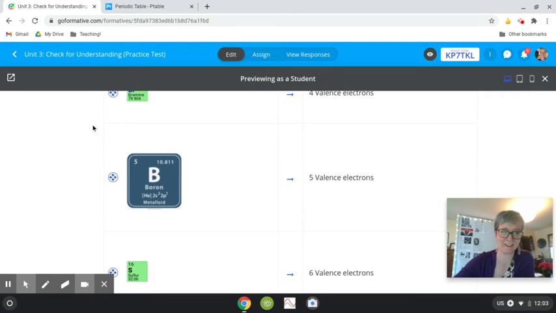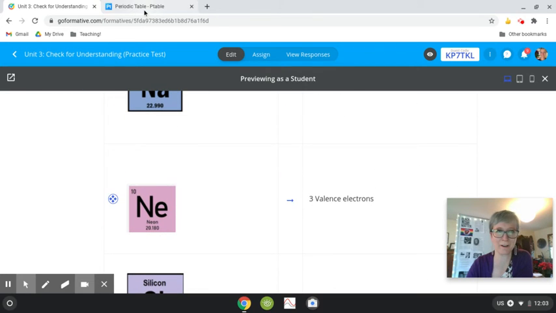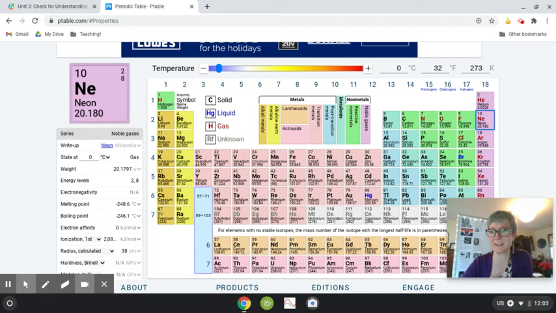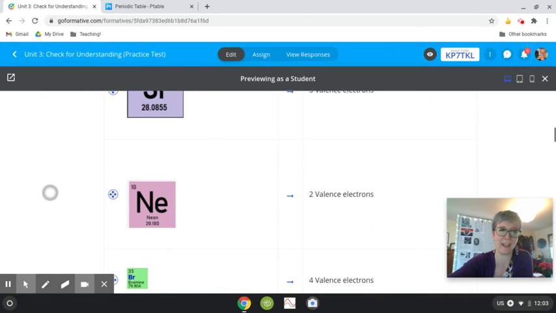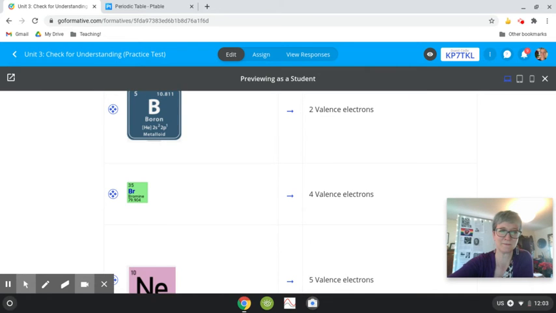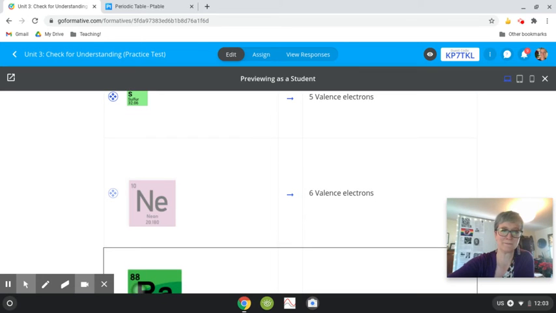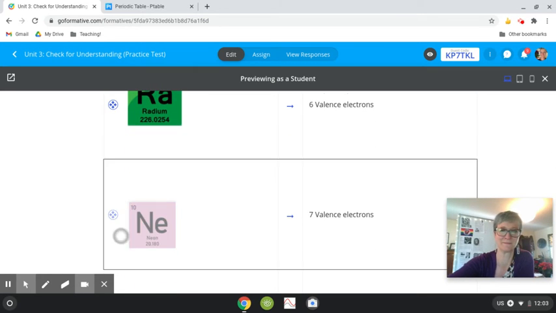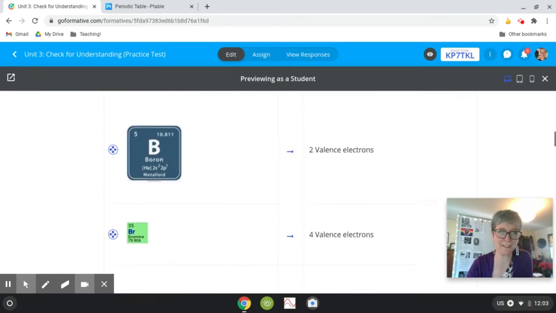Now the next one to look at is neon. Finding neon right here on the periodic table, it's in group 18, or group 8A, so it's going to have 8 valence electrons. Right now it's matched up to have 3. So I'm going to grab that neon and move it down until we get to 8. Keep moving on. And here we have neon having 8. So we're getting closer.